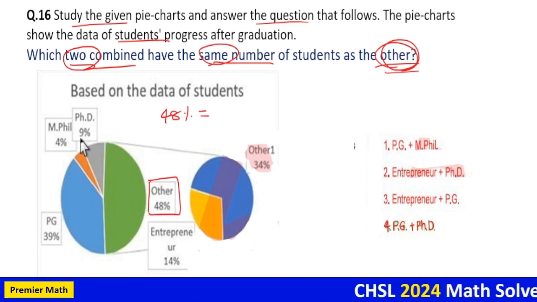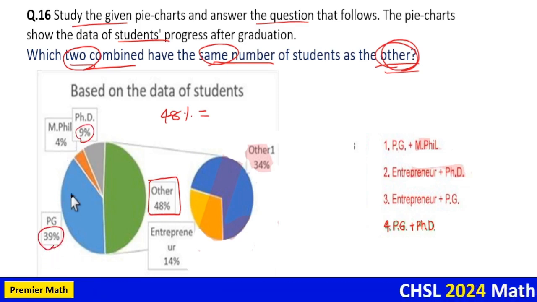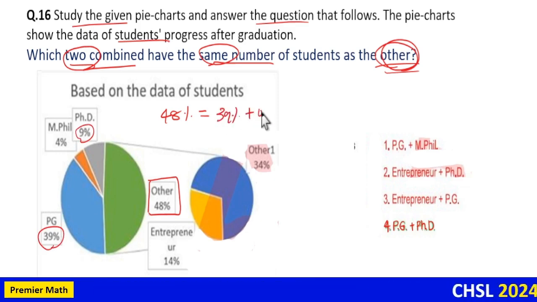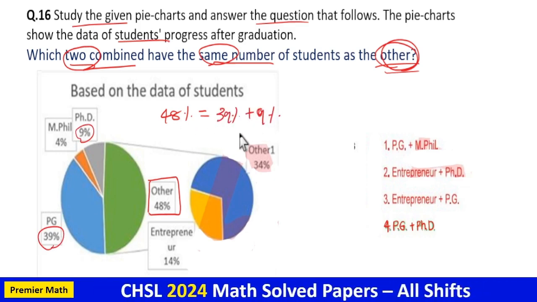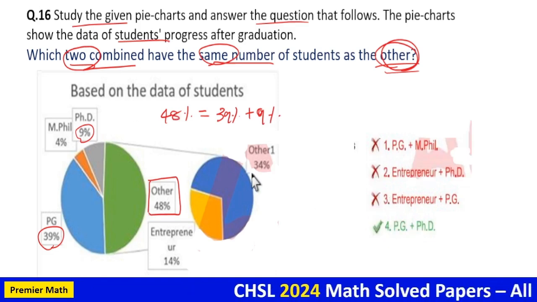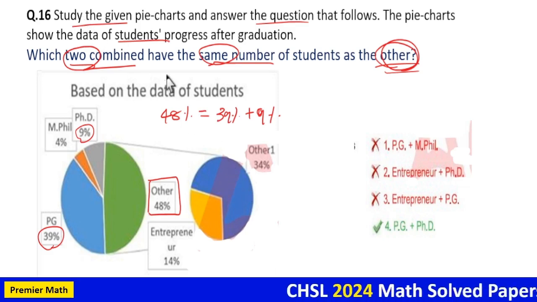Now PhD is 9% and MPhil is 4% and PG is 39%. So PhD and PG, 39 plus 9, give you 48%. So PhD and PG, option 4 is your answer. Actually this one is to confuse you. The second pie chart is to confuse you.